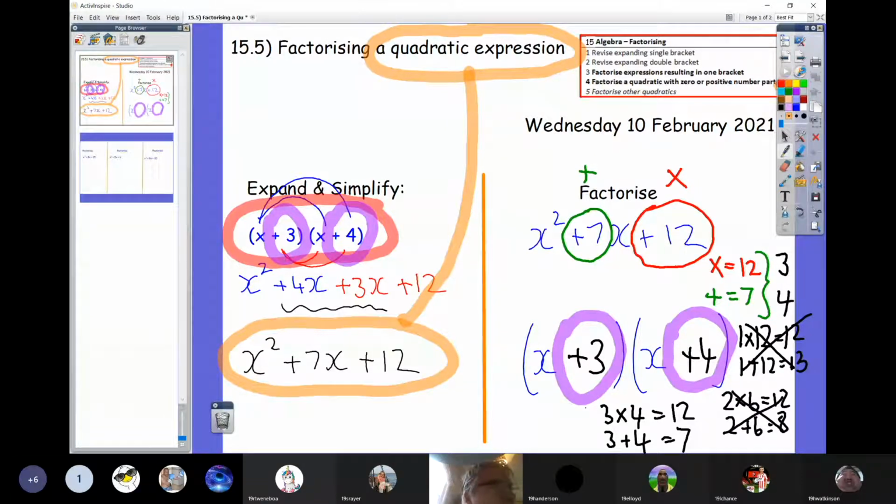So the big learning point today, guys, is that our two magic numbers, when we multiply them, have to be the chap on the end. That would be the 12. But when we add these numbers together, they've got to be the coefficient of x. They've got to be that plus 7.